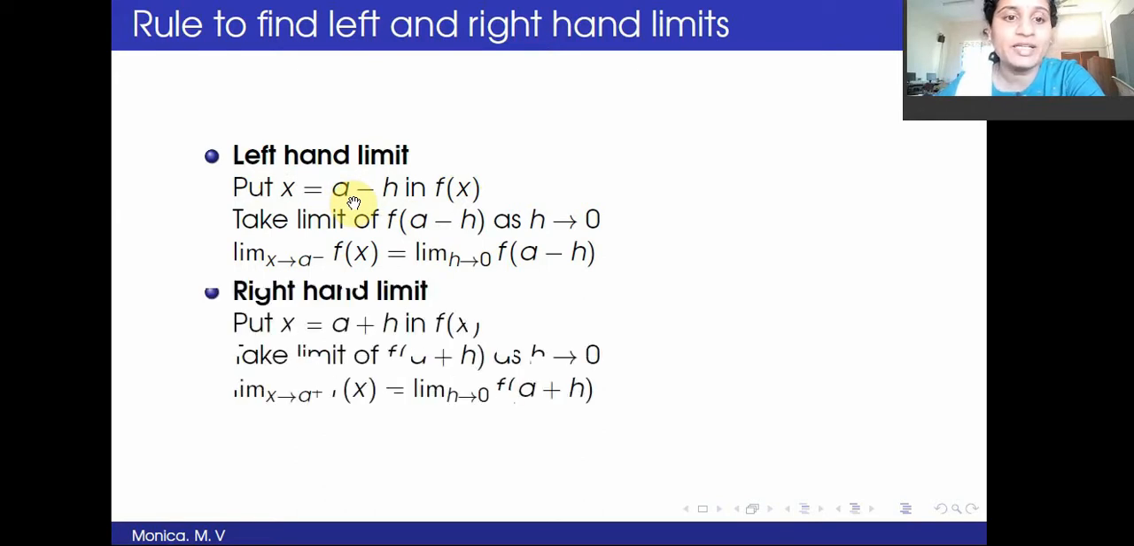To find the right hand limit, the same way I take the function. Right hand limit, we are approaching from the right hand side, so put x as equal to a plus h. Then take the limit of the function a plus h as h tending to 0. That gives me the right hand limit. So I can find left hand and right hand limit. To find left hand limit, put x as equal to a minus h. To find the right hand limit, put x as equal to a plus h.